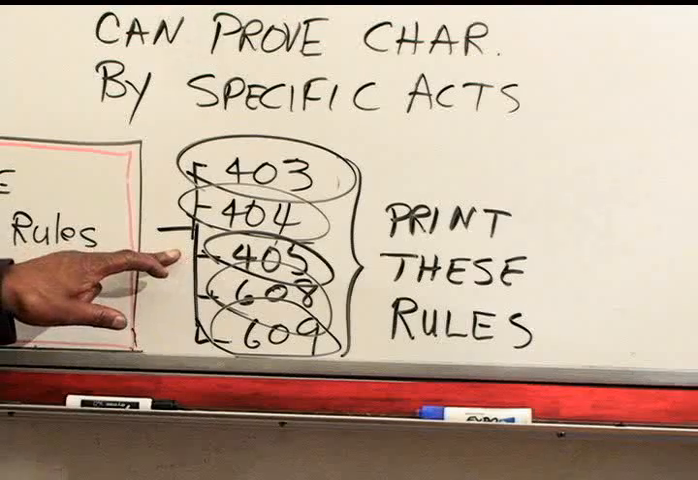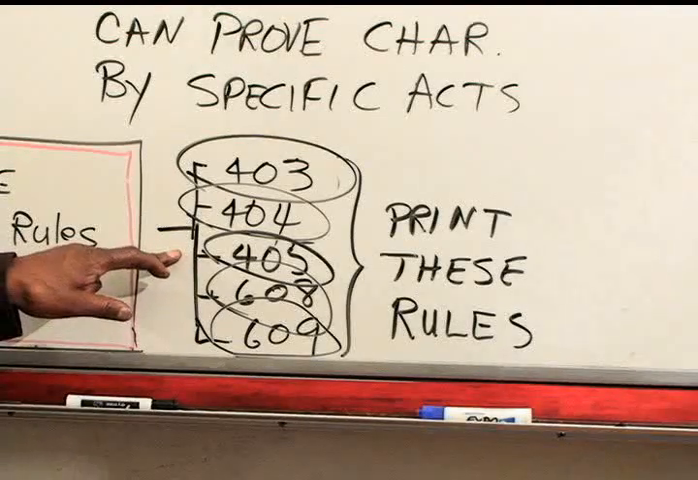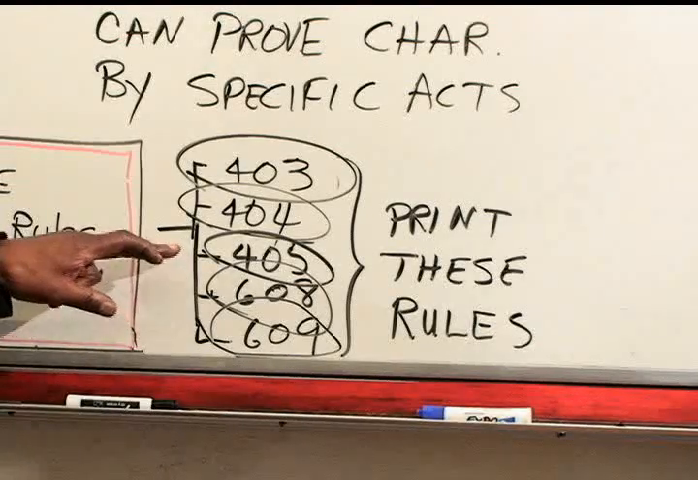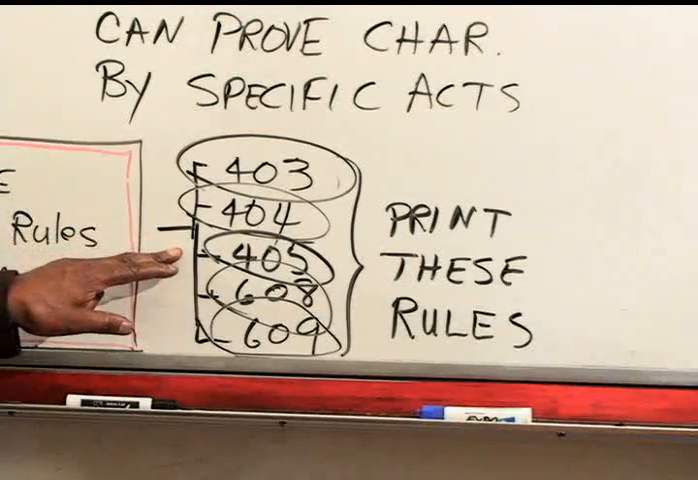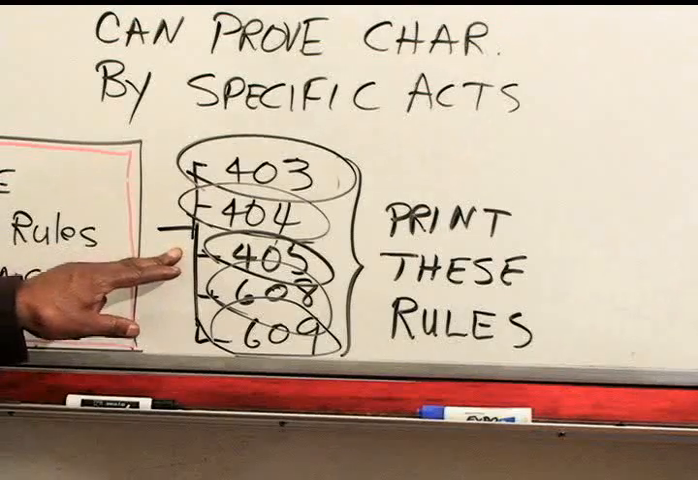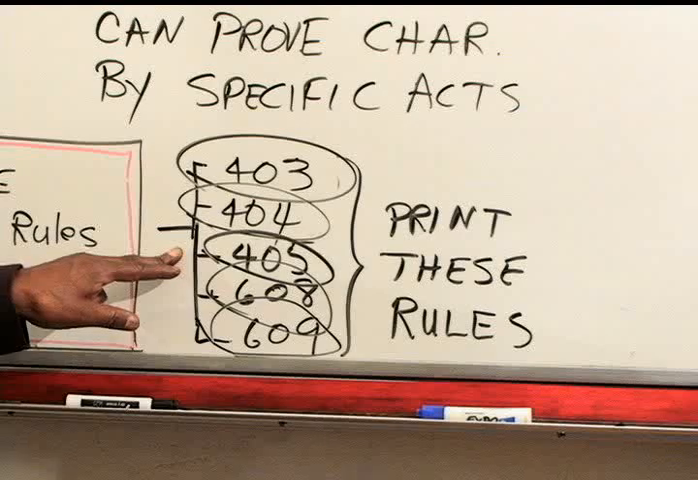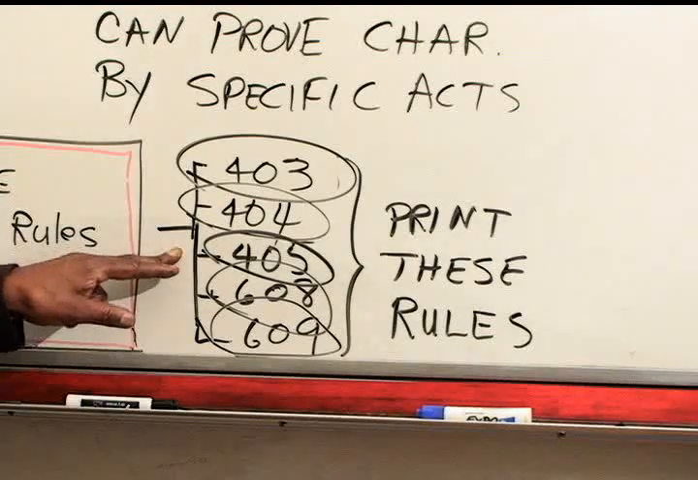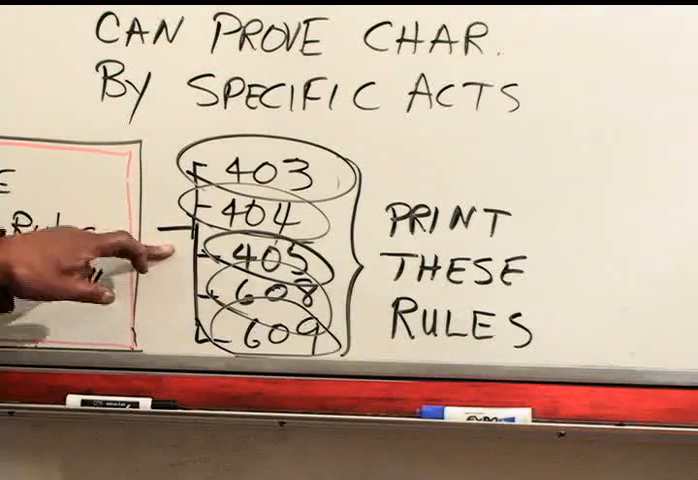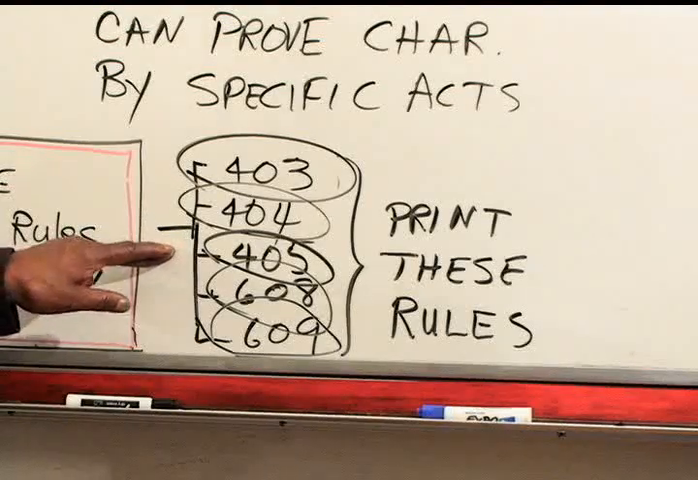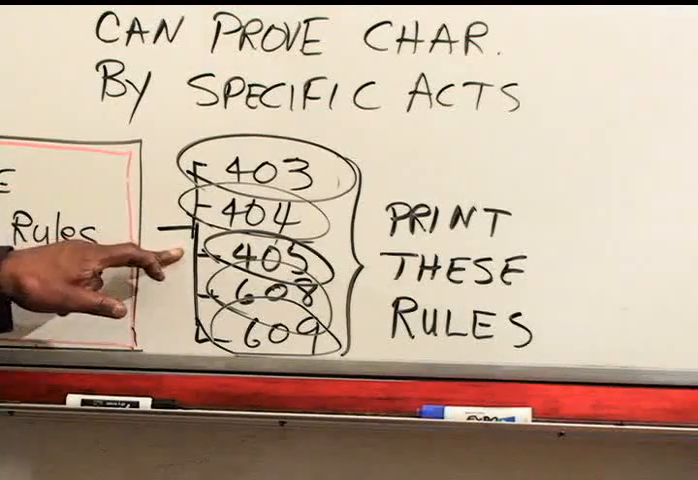405 says if you're going to admit character evidence, you can do reputation or opinion only, but the cross-examination can be on specific acts. 405(b) says you can use specific acts to establish character if character itself is an element of the offense or claim. And it's not very often that character is a part of the claim. It doesn't have to be a crime, just part of the claim.